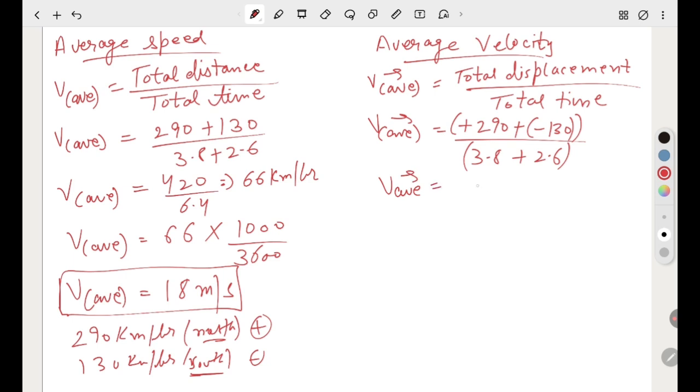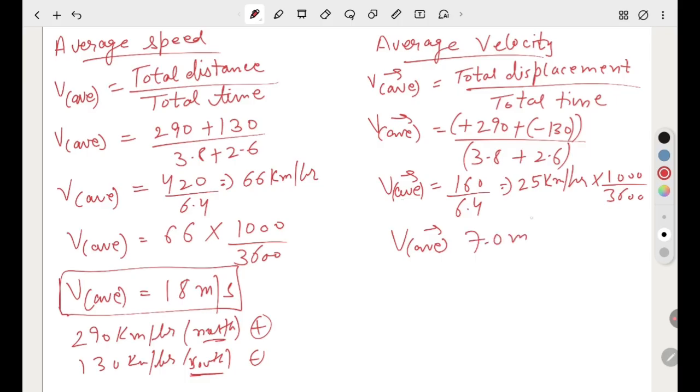So average velocity is equal to 160 upon 6.4, which is 25 kilometer per hour. And we have to be in meter per second, so we do 1000 divided by 3600, from where we get 7.0 meter per second. This is in positive, so we put north direction.